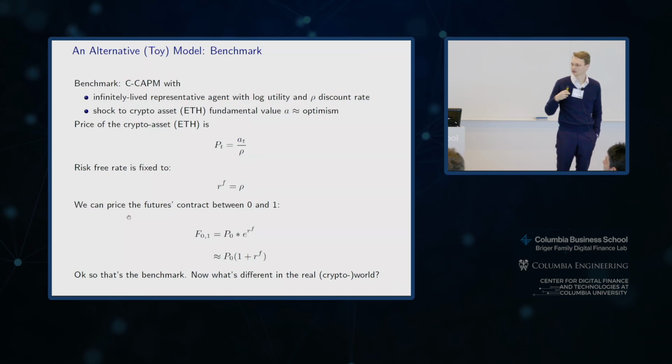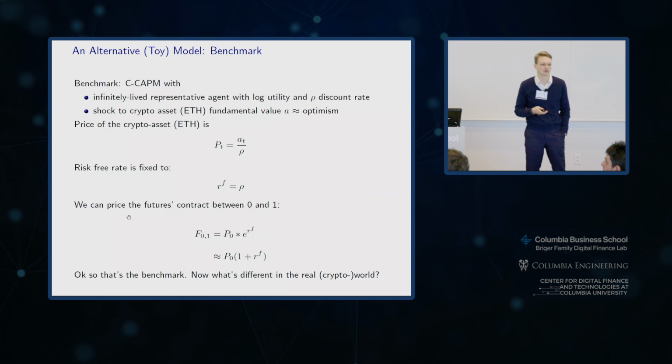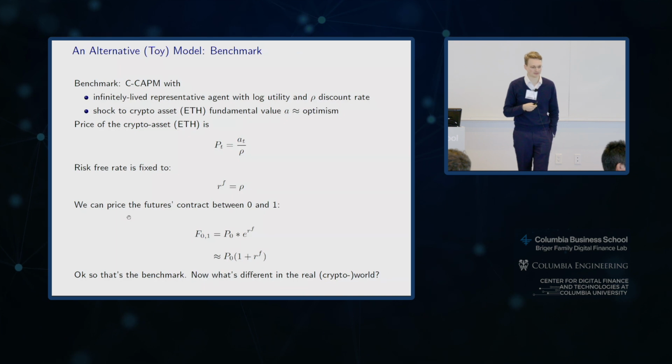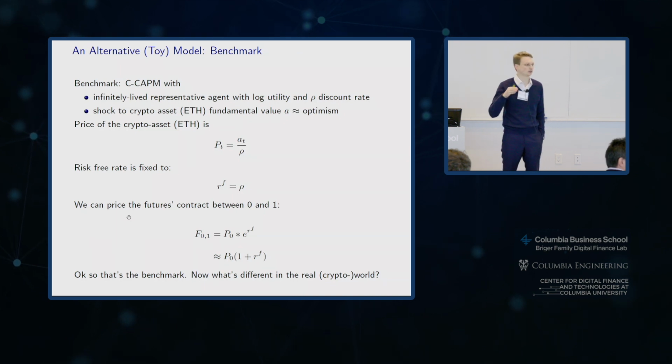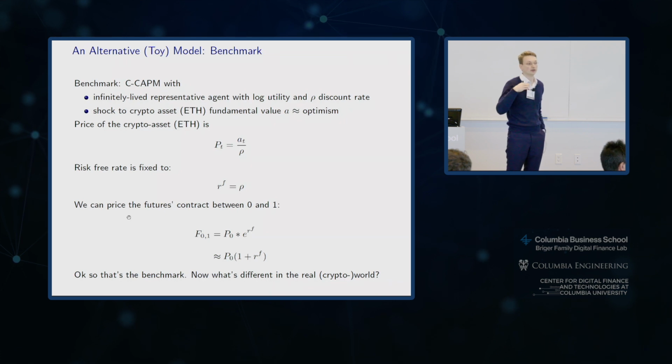So just keep in mind, this is a toy model, an alternative toy model I have in mind. You have infinitely lived representative agents. They all have log utility and they have a discount rate. And then if that's the case, there are 2 assets: one risky asset and one riskless asset. And then the whole model is very, very simple.